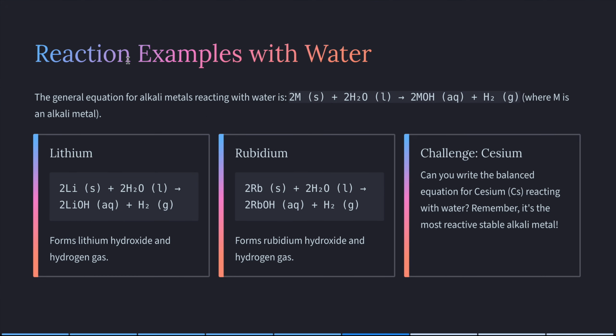Let's talk about the reactions with water. I'm going to first, for your ease, give you a general equation to help you understand what I'm doing. The M here is the alkali metal we're using, and that's always a solid. Water is a liquid, and the hydroxide that is formed, as I've explained in my old video that I've uploaded, OH is the hydroxide formula, and that is aqueous, and the H2 is a gas.